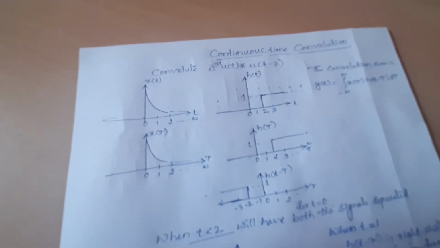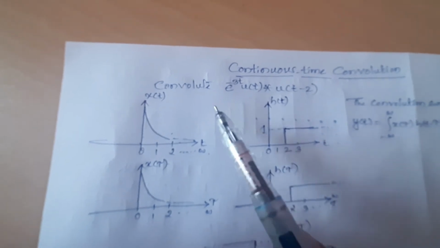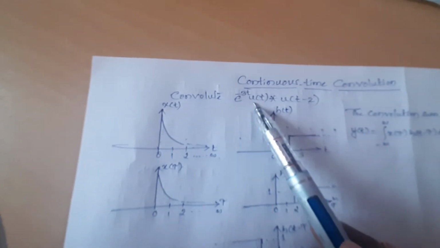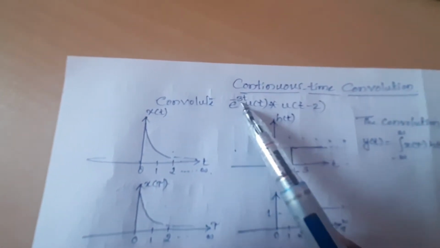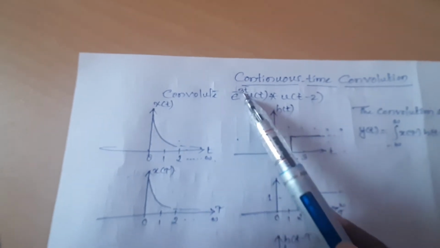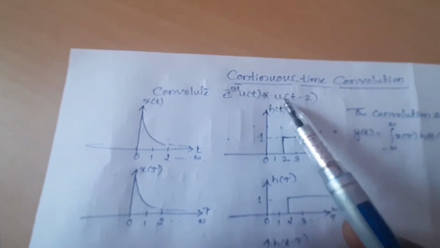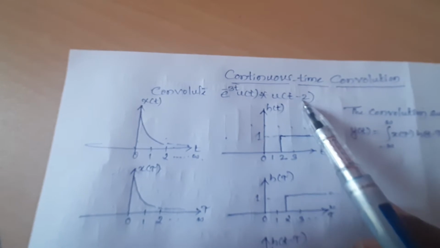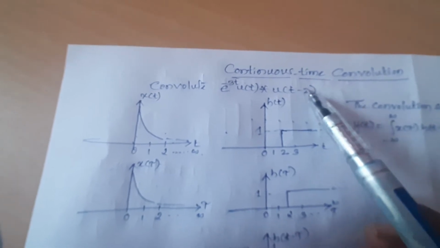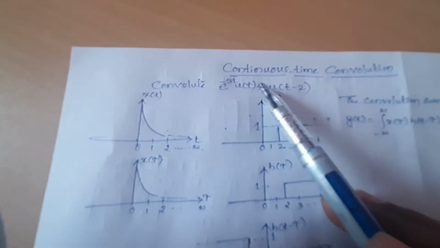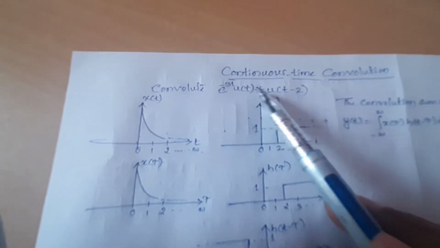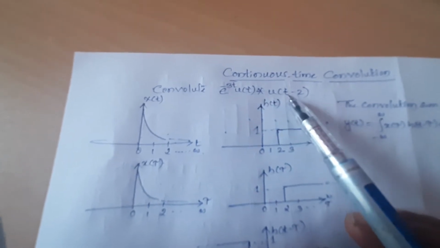Let's learn the continuous time convolution of two signals. Let the signals be u of t multiplied with e raised to minus 3t, and u of t minus 2. So let's take one as x of t and the other one as h of t.